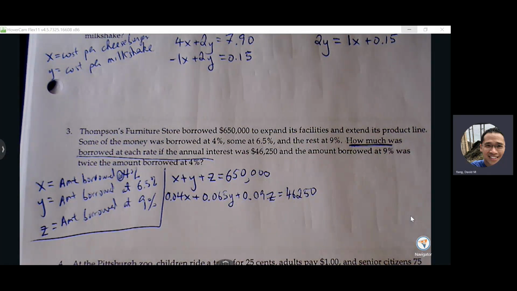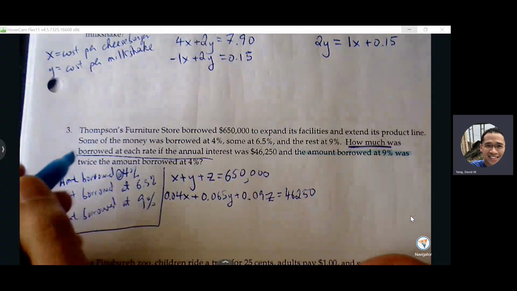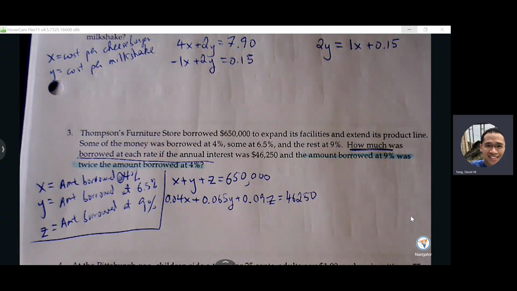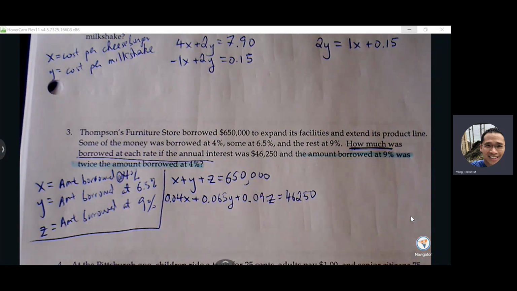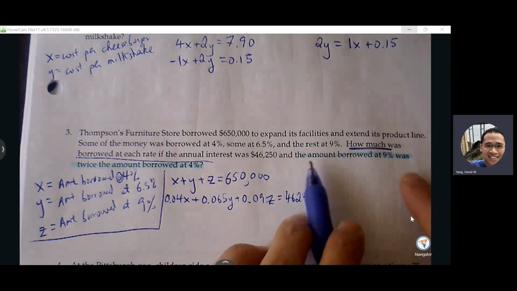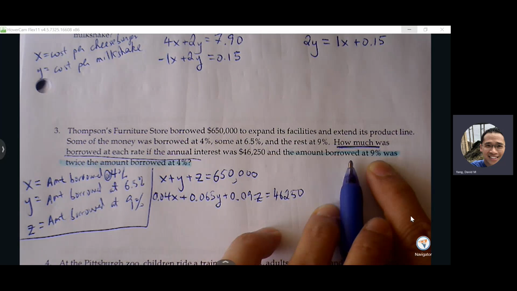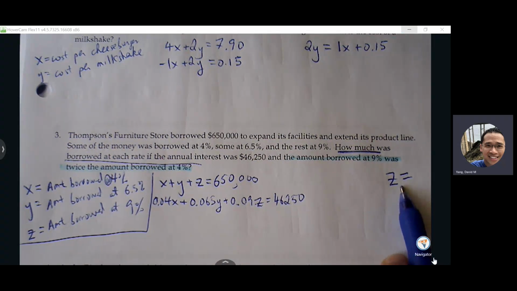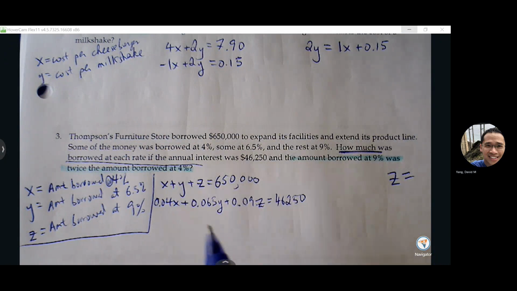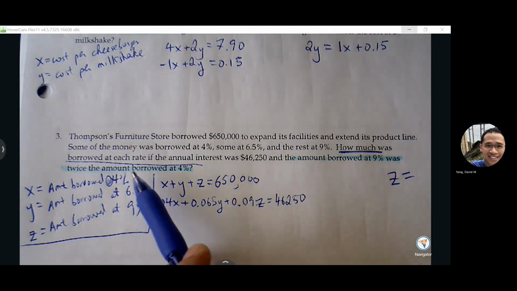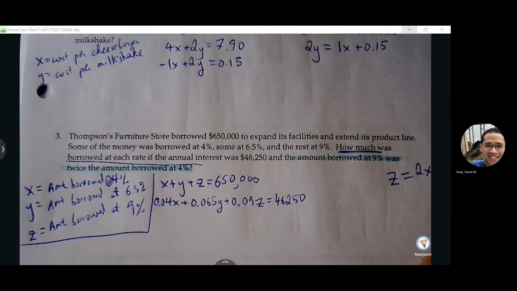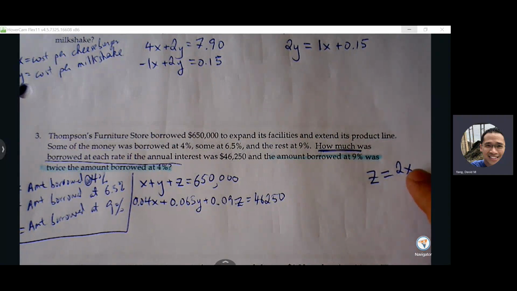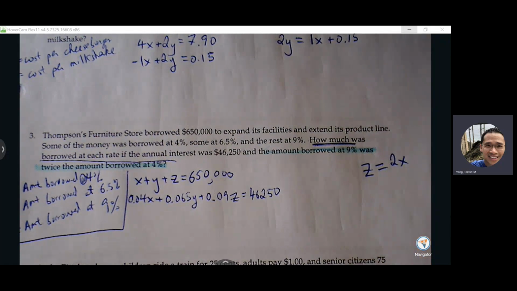Okay, third equation, sometimes that can be challenging, but I think this one is a little more straightforward. The amount borrowed at 9% was twice the amount borrowed at 4%. So having that word was is nice because you know that everything that you see is going to be nicely set up for you. So the amount borrowed at 9%, what's that variable? Z. So Z was, so when I see the word was or is, I know I can put an equal sign there. Twice the amount borrowed at 4%. 2x, yeah. So if I double the amount of what I borrowed at 4%, that's going to be equivalent to what I borrowed at 9%. So 2x equals z.